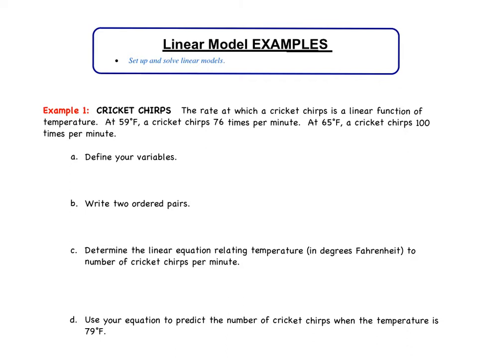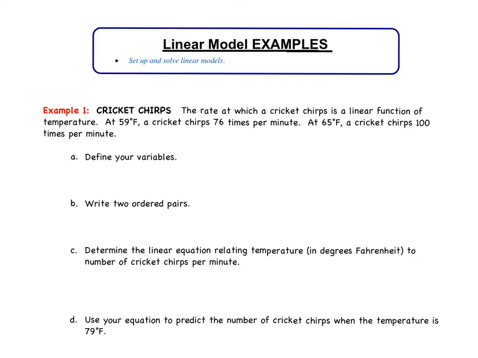It says the rate at which a cricket chirps is a linear function of temperature. At 59 degrees Fahrenheit, a cricket chirps 76 times per minute. At 65 degrees Fahrenheit, a cricket chirps 100 times per minute. Part A, define your variables.